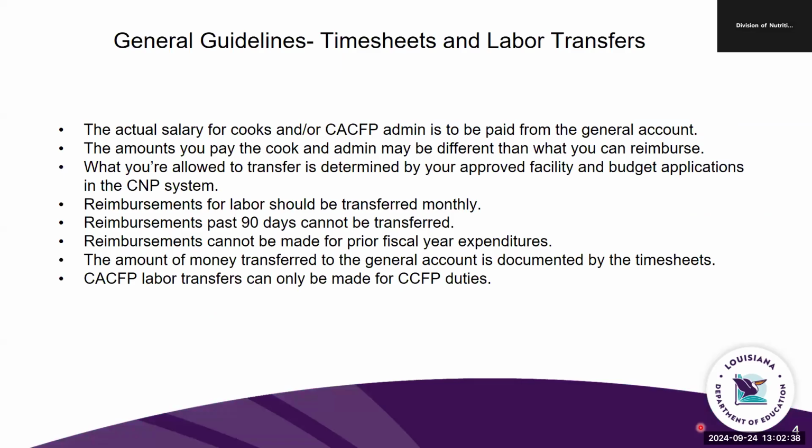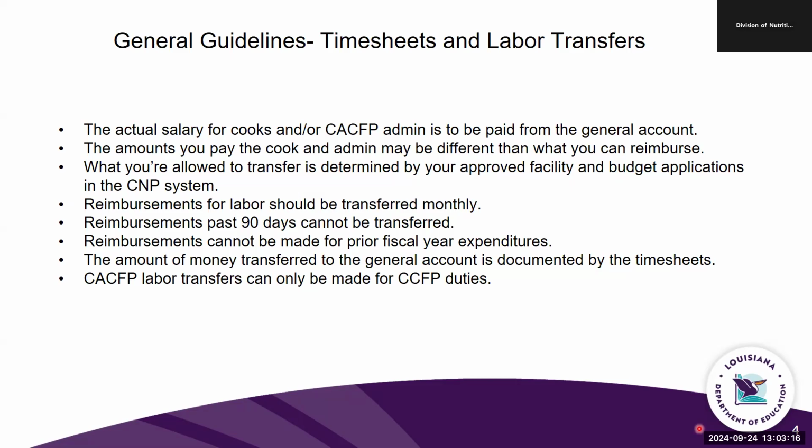Today, we're just going to dive right in. General guidelines for timesheets and labor transfers. The actual salary for the cook or for the CACFP admin is to be paid from the general account. The amounts that you pay the cook and admin may be different than what you can reimburse. These are just the general guidelines, and we are going to hit on all of these bullet points as we go through the actual training today.